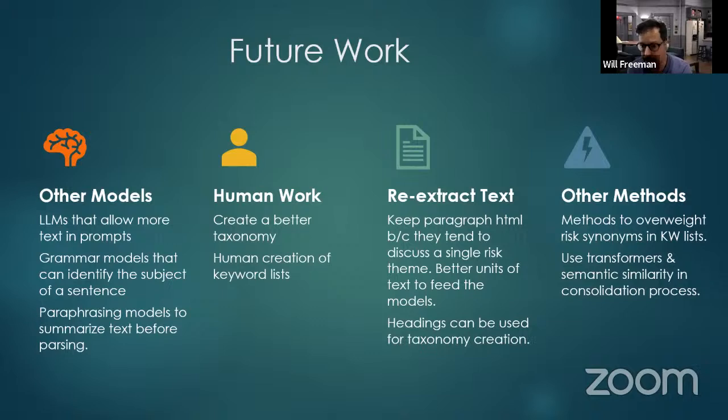And then there's all kinds of other methodologies out there. It's not exactly straightforward to do this, but when you're using embeddings, there are ways to overweight certain things. So if you think of a keyword list where you're including the risk and the risk's consequences, you would want to have more weight on the actual risk, right? Because that's more important. And there are ways to do that. And there's a million other methods that could be used here.